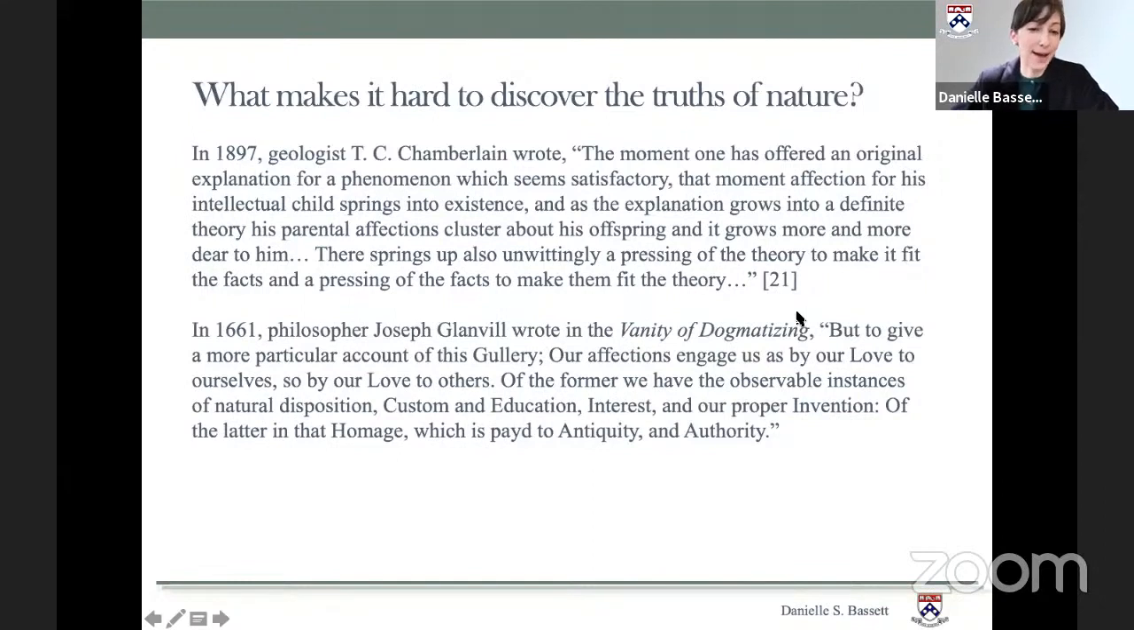If you actually go back a good 200 years from there to 1661, philosopher Joseph Glanville wrote something similar in The Vanity of Dogmatizing. He says, "But to give a more particular account of this gullery, our affections engage us as by our love to ourselves, so by our love to others. Of the former, we have the observable instances of natural disposition, custom and education, interest, and our proper invention. Of the latter, in that homage which is paid to antiquity and authority."